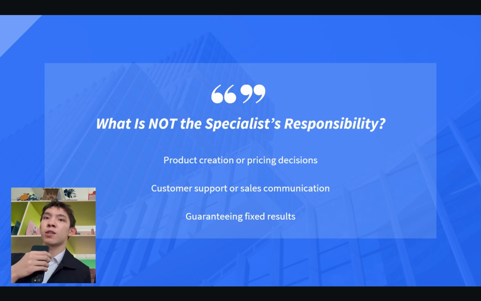And secondly, a specialist does not handle customer support or sales communication. It's mainly the responsibility of the client, and responding to messages, closing deals, and talking to customers is not the responsibility of a specialist. And finally, a specialist cannot guarantee fixed results. There might be times when ads won't work, and it's totally fine. Advertising works with probabilities, testing, and data, and results depend on many factors, including the product, market, and user behavior. A professional focuses on finding the best solution, not on promises.